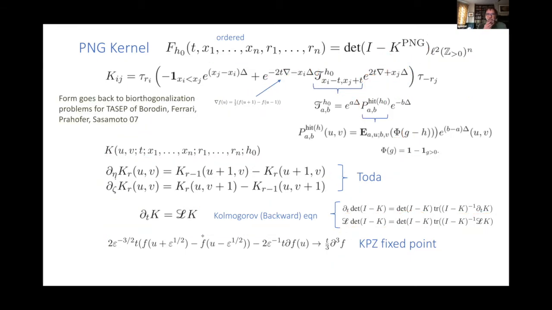Oh, and I just want to mention that the form of the K actually goes back to bi-orthogonalization problems for TASEP, which were known already about 15 years ago by Borodin, Ferrari, Prähofer, and Sasamoto. So this form is actually taken from there, though it's not explicit in any of their papers. But once you look at their papers, you can actually see that such a form must be the general thing. Okay.